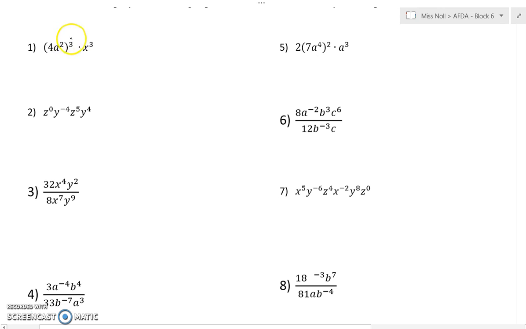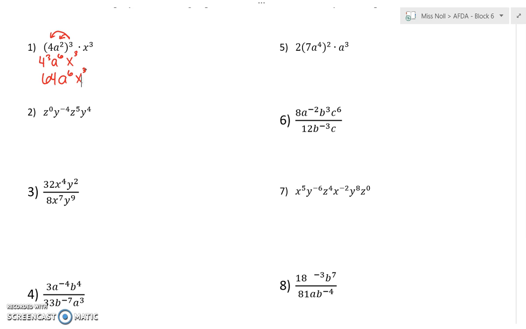So if we have something being cubed, we have to follow the exponent rules. So this 3 has to go to each factor in that parenthesis. So I have to cube 4, and I also have to cube a squared. So I have 4 cubed. I multiply the exponents, so that becomes a to the 6th, and then I have x cubed. Now 4 cubed I can actually do. That's 64, and then I have a to the 6th, x cubed. I can't combine those, they're different variables, so that would be my final answer.